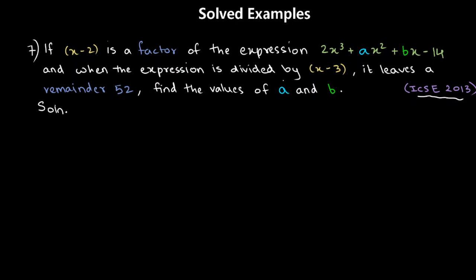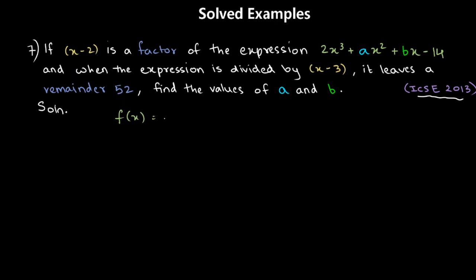Now, we've got one given polynomial with two unknown values, a and b. And they've given us two divisors, x minus 2 and x minus 3. X minus 2 is given to us as a factor, and x minus 3 leaves a remainder 52. So we'll be using that information and the remainder and factor theorems to find the value of a and b. So let's start with our question.